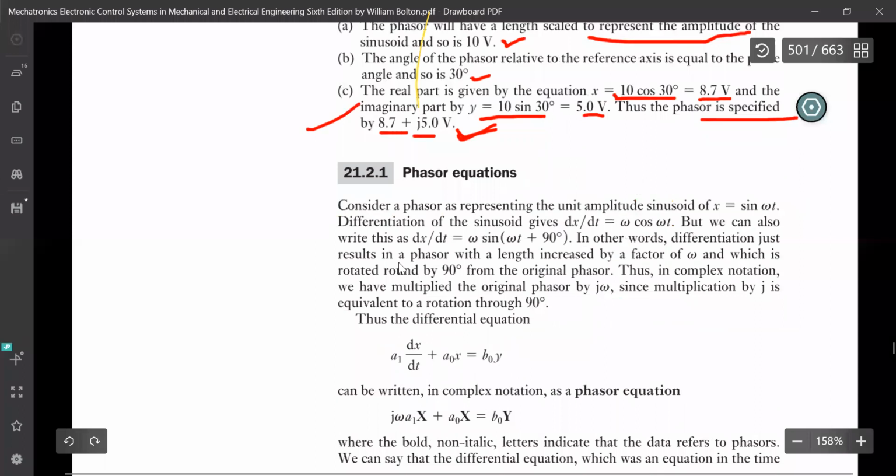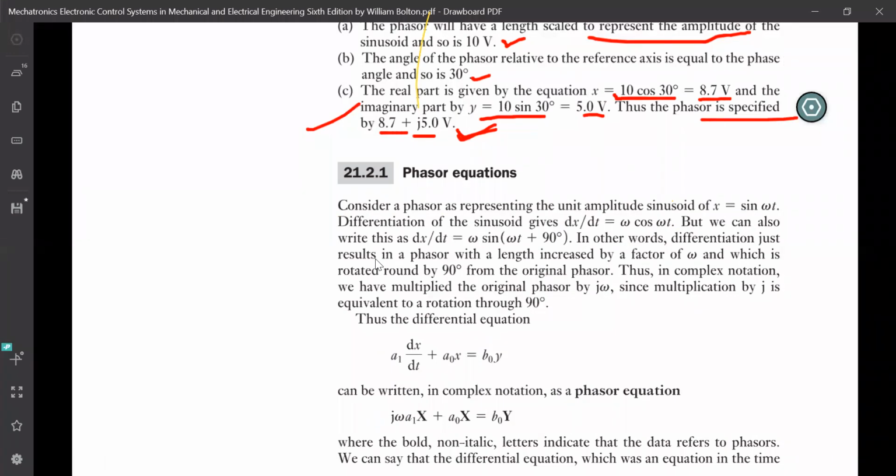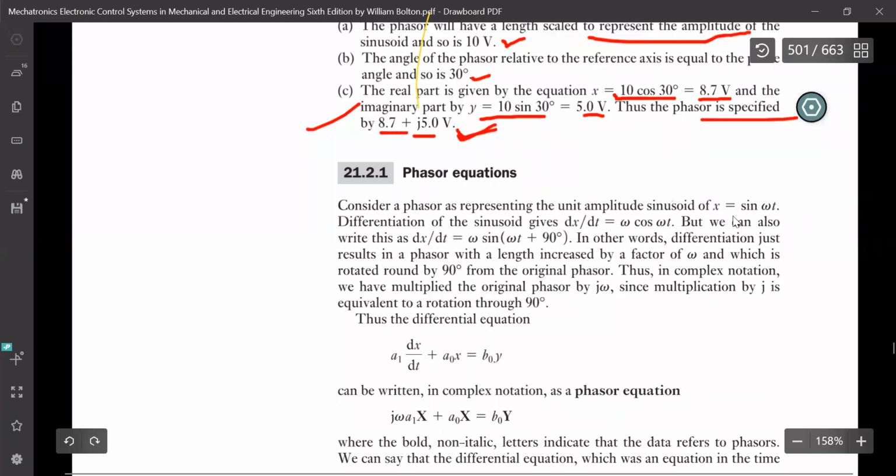Now one more is the phasor equations. Consider a phasor as representing the unit amplitude sinusoidal of x is equal to sine omega t. Now differentiating this, dx by dt is omega cos omega t.